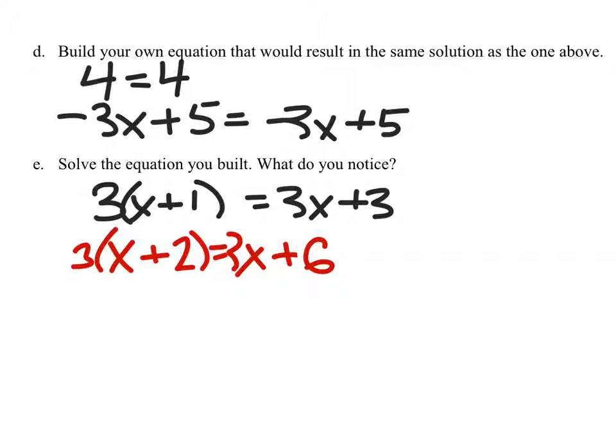So you guys structured it like the one above. That's okay, that still works. So the question is, what do you notice? Of course, again, the x's should be canceling out, and you should end up with some number equals the same number on the other side of the equal sign.